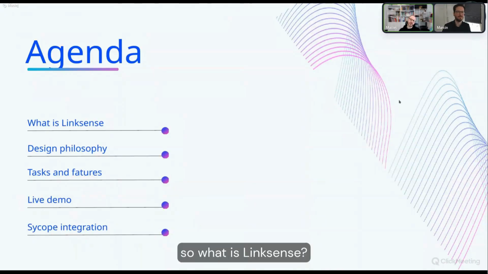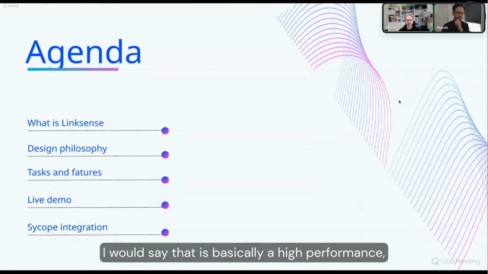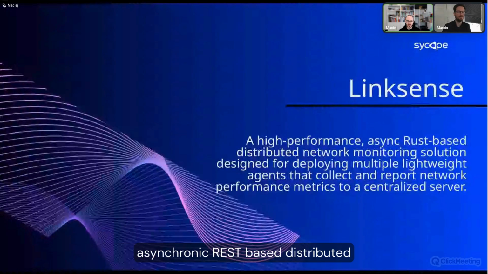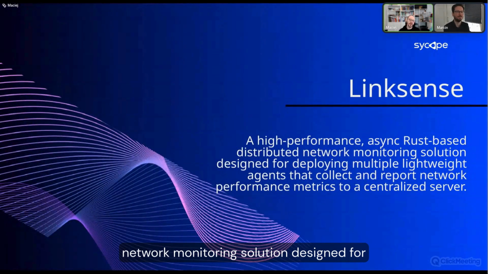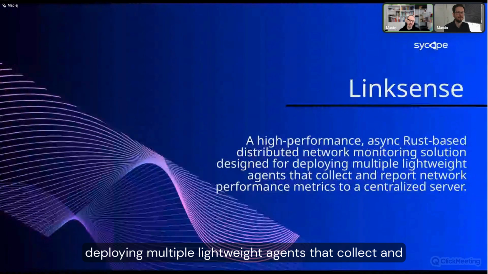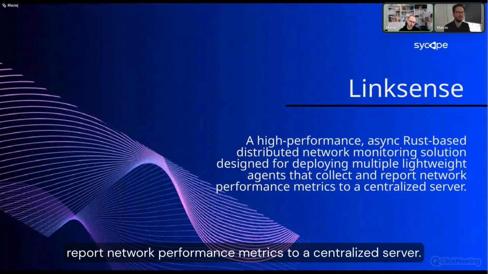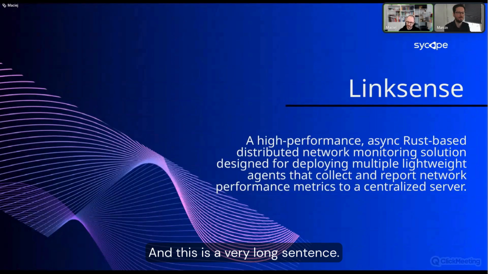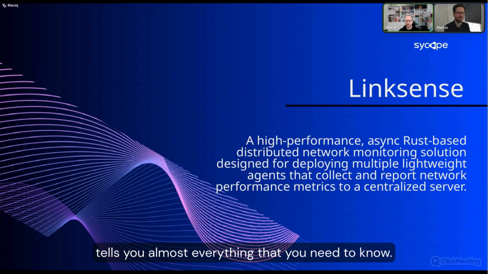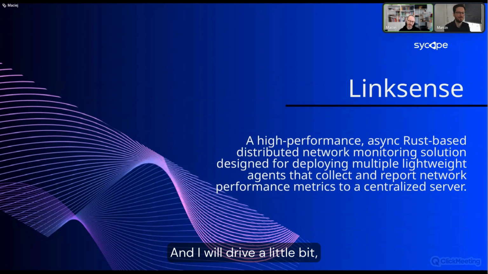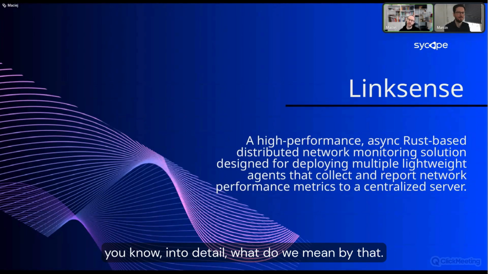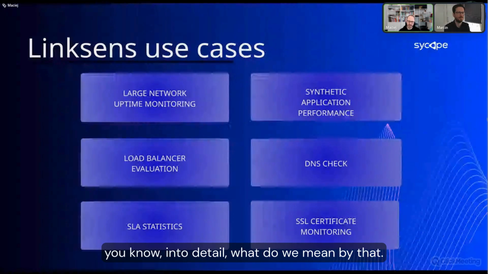All right, so what is LinkSense? In the description, I would say that it is a high-performance asynchronous Rust-based distributed network monitoring solution designed for deploying multiple lightweight agents that collect and report network performance metrics to a centralized server. This is a very long sentence, but it actually tells you almost everything that you need to know. And I will dive a little bit into detail. What do we mean by that?